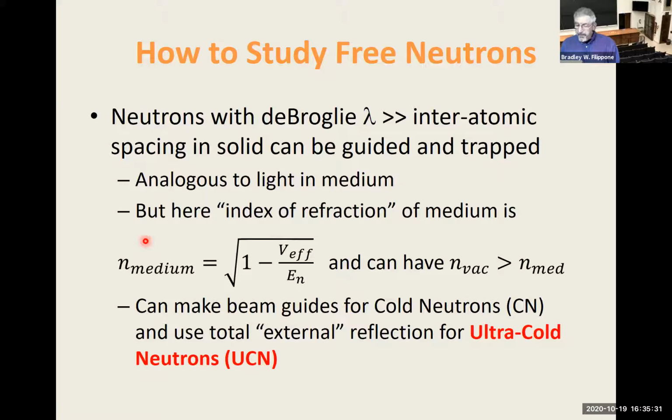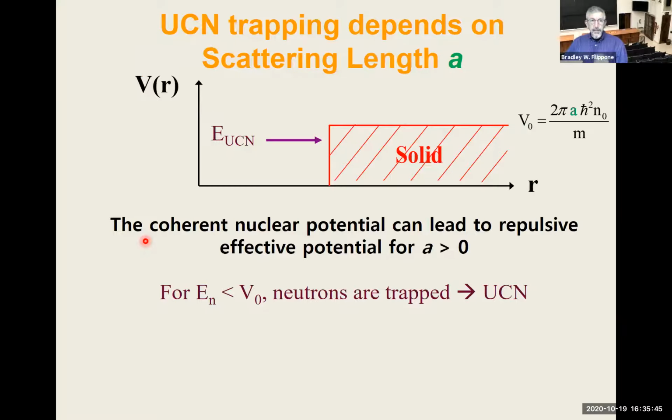For very slow neutrons, there are something called ultra cold neutrons. That's when even at normal incidence, the neutron is reflected and turned around. And that only works for neutrons that are very slow, which I'll mention in just a second. So ultra cold neutrons, we call them UCN. You can actually trap them in a material bottle with vacuum inside.